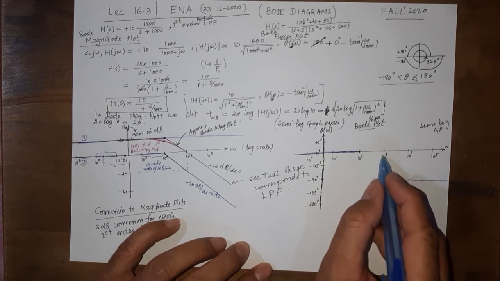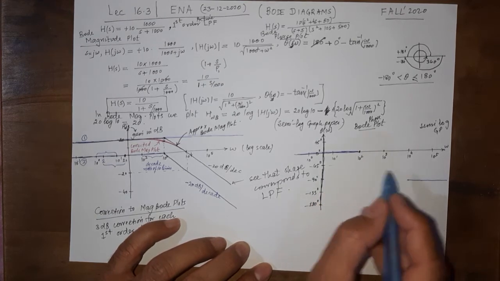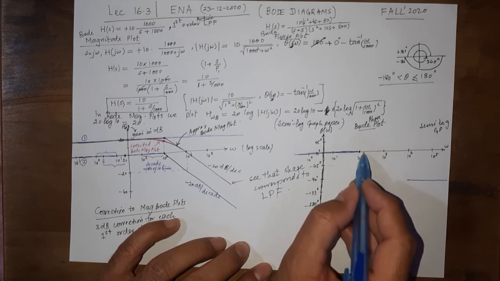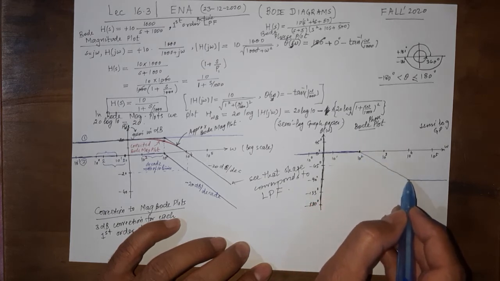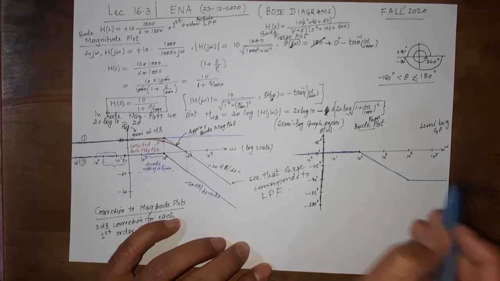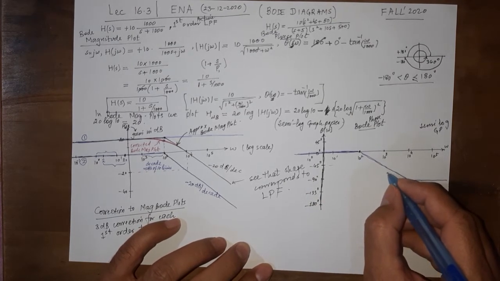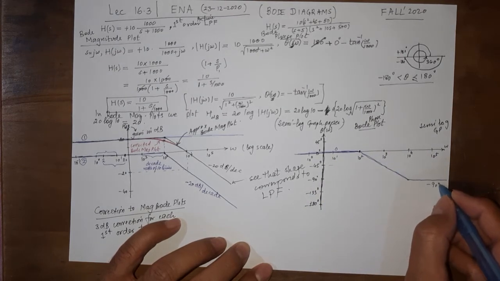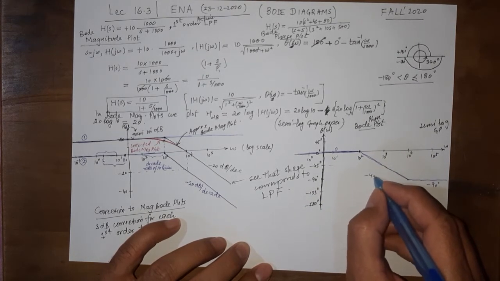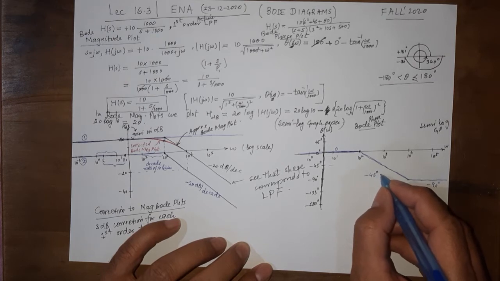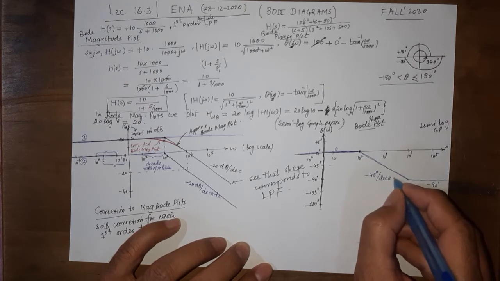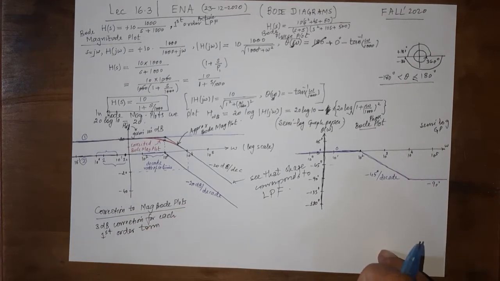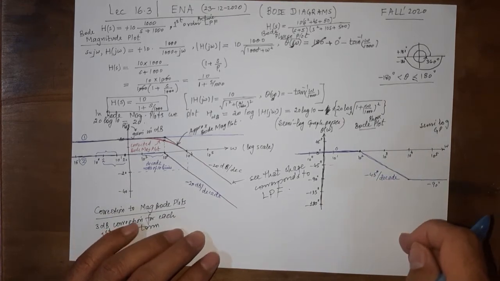And at this critical frequency, the phase angle would be minus 45. So if we join this 0 and minus 90, it will automatically pass through the 45 degree line. The slope of this part, from 0 to minus 90 degrees, is minus 45 degrees per decade. That's it. This is a phase plot.